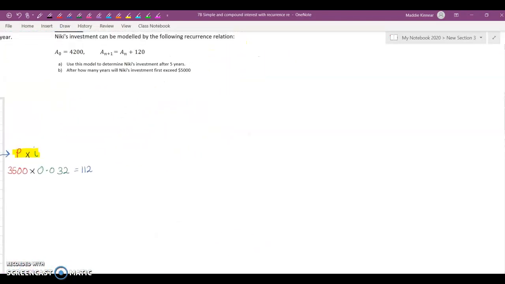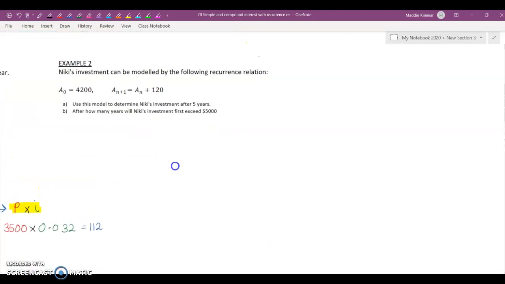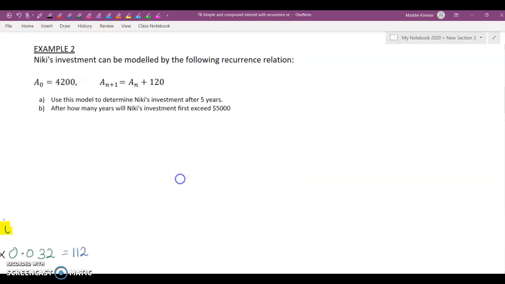Okay, we're going to have a little look now at a calculator question here. We are told Nikki's investment can be modelled by the following recurrence relation. So we actually get the form this time. So we get A0, which is our principal, is $4,200. And we get told the way you move from term to term is you add 120 to that. So clearly this would have been P times I. We are now being asked to find and determine Nikki's investment after 5 years.